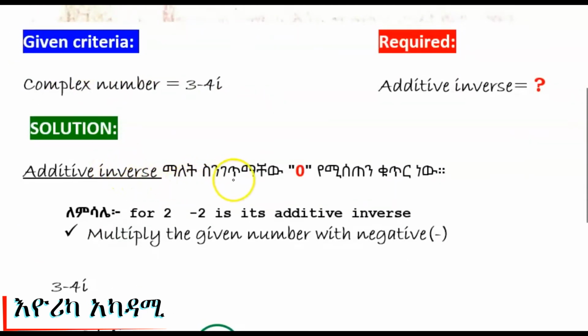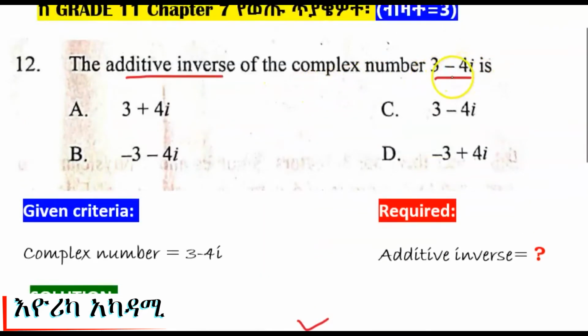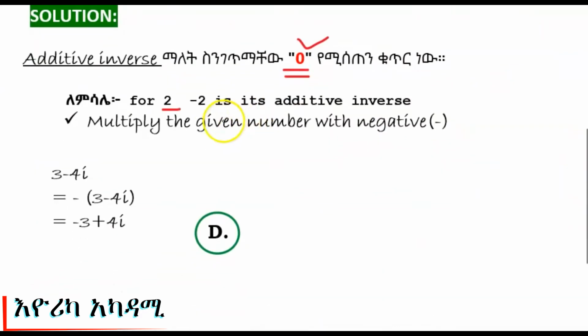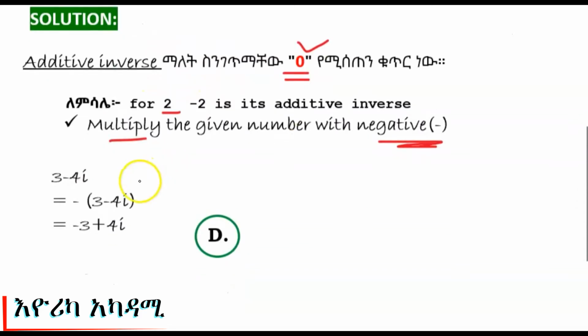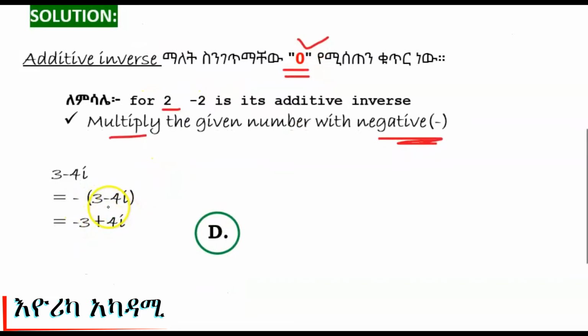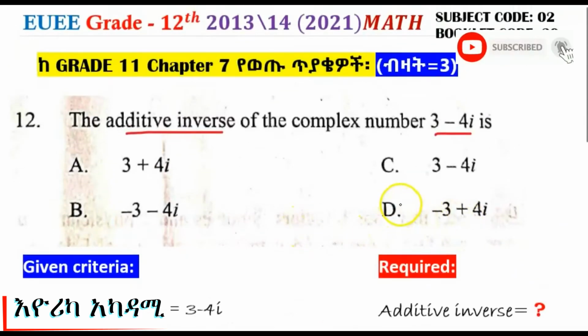Additive inverse means the number that gives us zero when we add them. For example, if we have 2, the additive inverse of 2 is -2, because 2 plus -2 gives 0. So 3 - 4i is already a given complex number, so we can multiply this by a negative. In an easy way, we multiply the given number by negative one: negative times 3, minus times minus 4i, which gives -3 plus 4i. This will be our additive inverse.